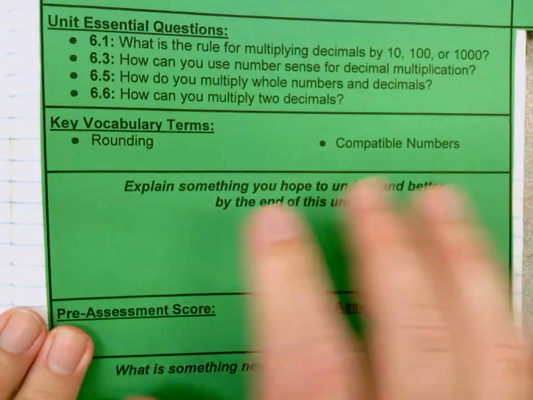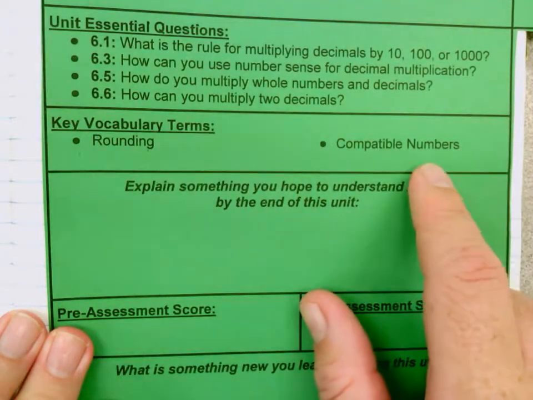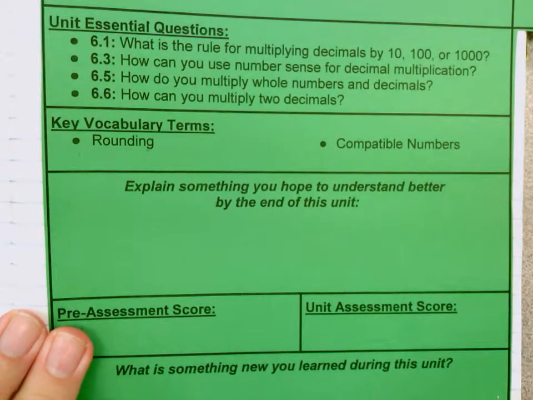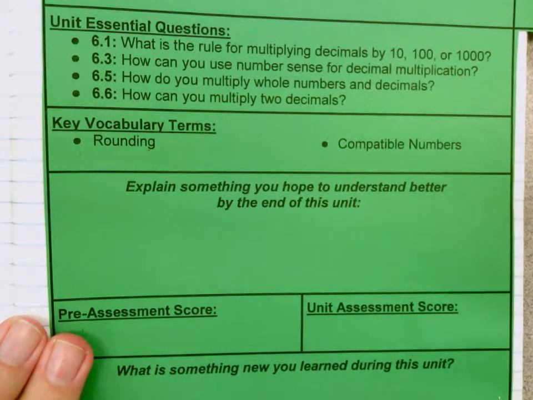And two key vocabulary terms we're going to use during this unit are rounded and compatible numbers. You have already rounded and you have already used compatible numbers, so this should be more of a review. We've already multiplied whole numbers, and multiplying decimals really isn't that different. You know how to multiply, so let's look at topic 6-1.